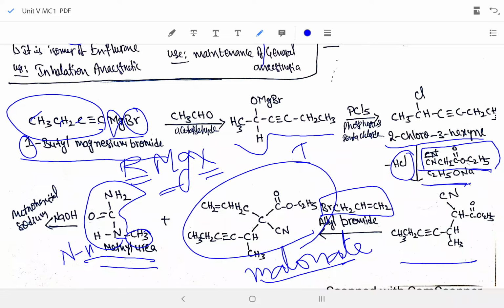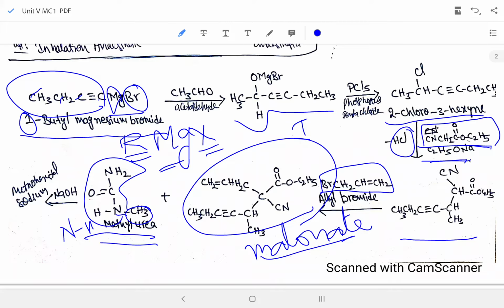If you remember the synthesis of barbital, it is a similar one, but here what we are doing is, first we are attaching side chains to the malonate, then the malonate is finally fused with the urea, so that we will get the final structure, the final barbiturate.